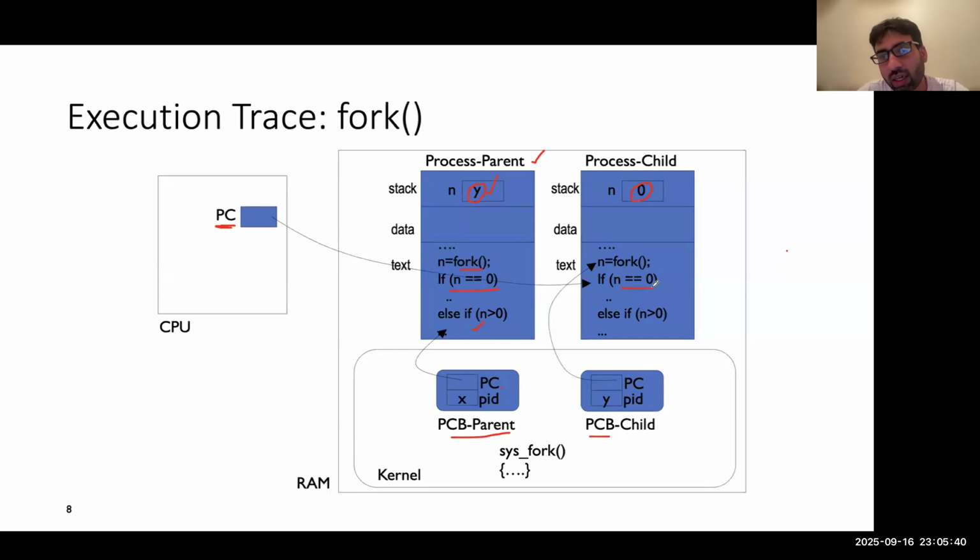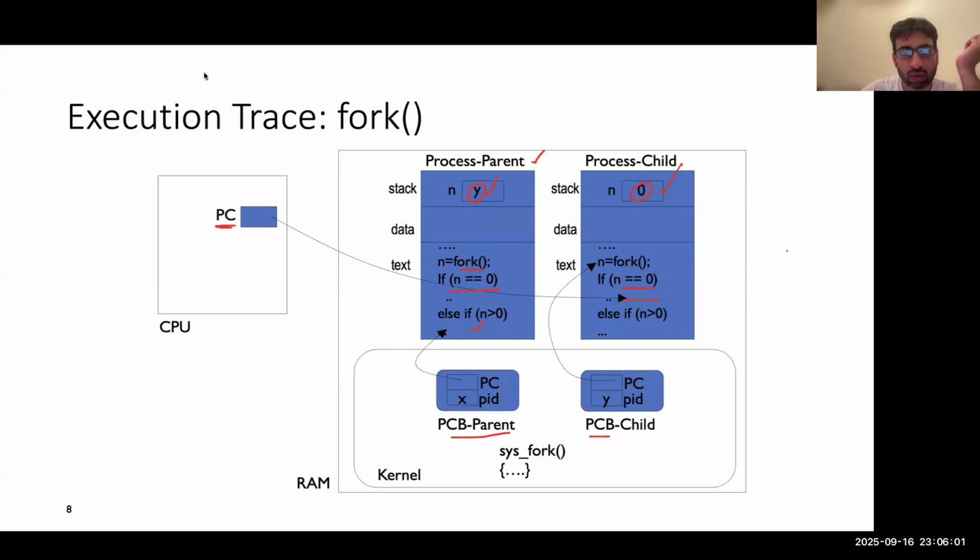Here it tests the condition: if n is equal to 0, yes, that is true. So we enter into this if block. And this is how things happen when a process invokes the fork system call.